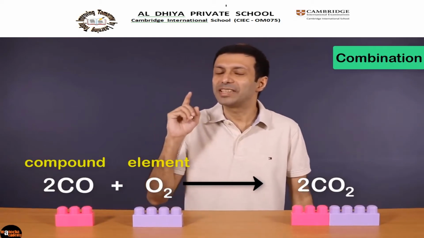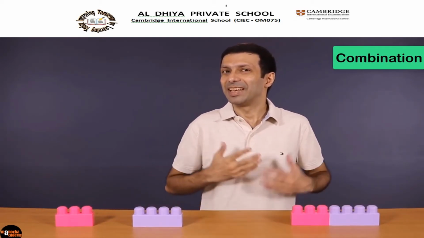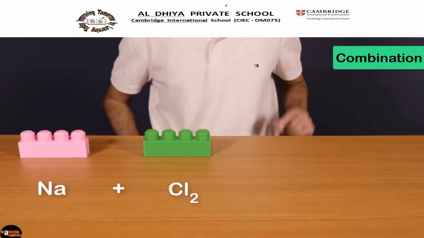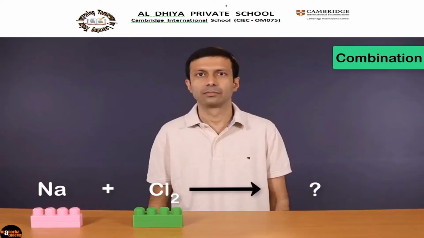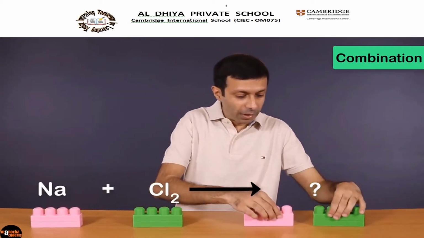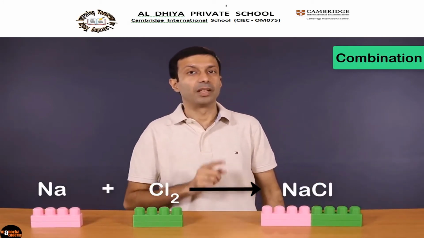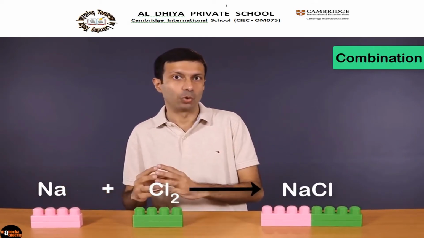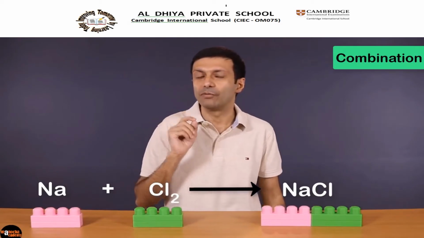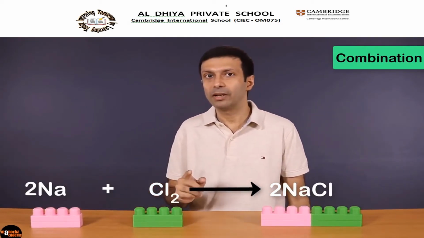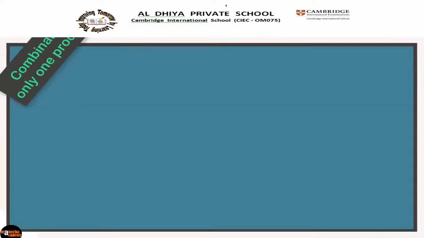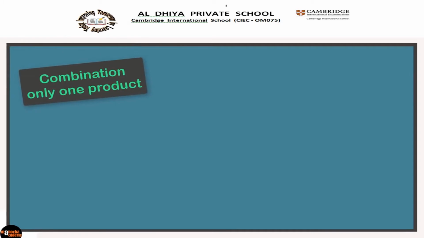Now, why don't you try predicting the next reaction? Hint, it's a combination reaction. If you combine sodium and chlorine, what are you going to get here? Sodium and chlorine combine to form the compound sodium chloride. But the correct formula is NaCl. It's not a simple joining of Na and Cl2 because the elements combine according to their valency. And the valency of sodium and chlorine is both 1. So we get the formula NaCl. Let's put combination reaction on our concept board. The key point is only one product.